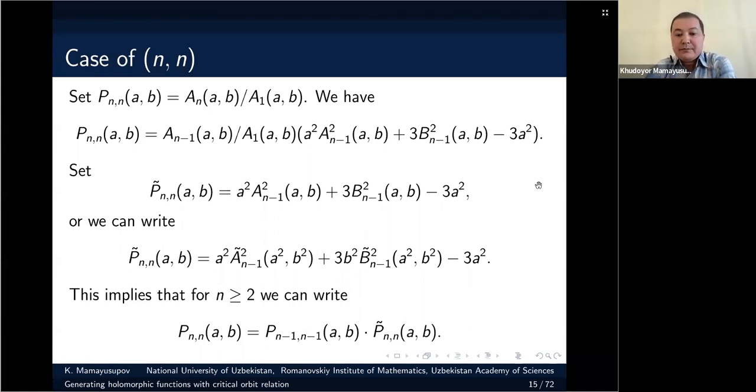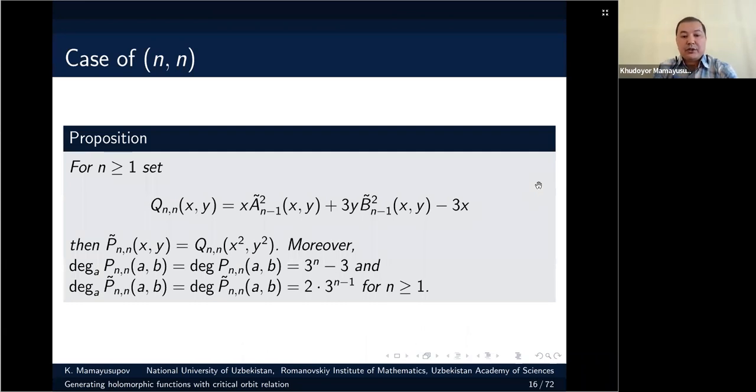product formula. Or you can use the property that a_n and b_n are polynomials of a squared and b squared, and you can write a different form. So you have this factorization in some sense. So here is the proposition which reads the degrees of this, where we can say curves. When they are 0, then you have critical relations. But if you want minimal critical relation or exact critical relation, then you have p tilde.